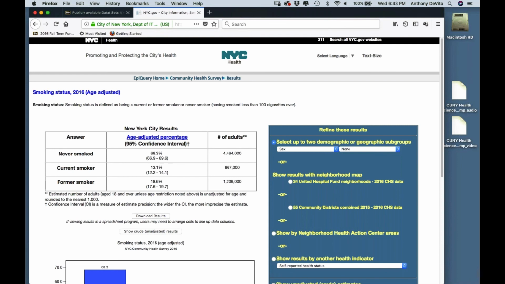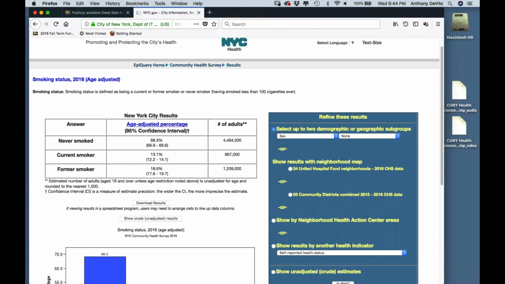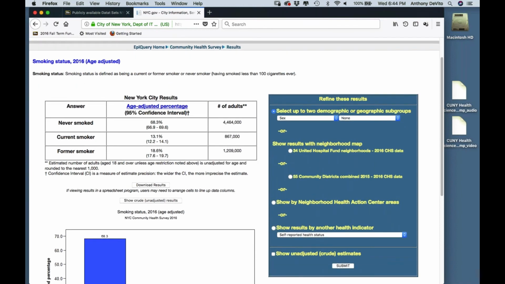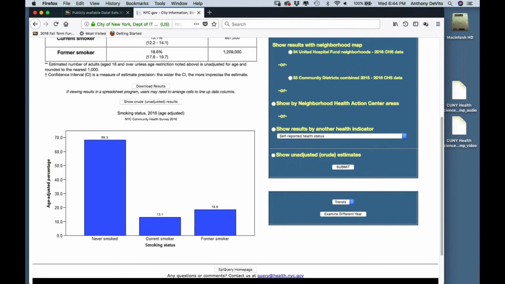Now it only looks like about 6 or 7 million. Anybody know why it's only 6 or 7 million instead of the 8 or 9 million that really live here? What do we know about this survey? Does it include children? It doesn't include anybody under 18. So this is actually less than the population of New York. That's why you don't see 9 million here. And this is age adjusted. I don't think the percentages are. No, the percentages are age adjusted. The actual numbers are not. And there we have a little bit of information graphically.